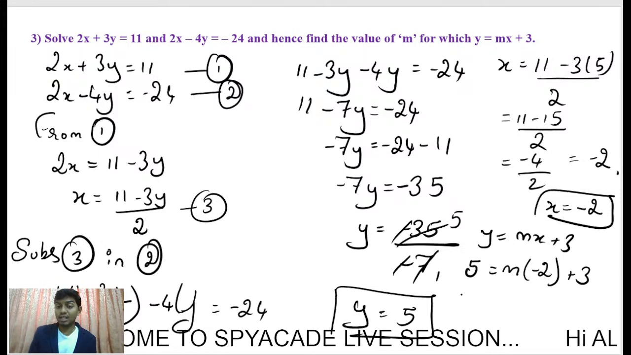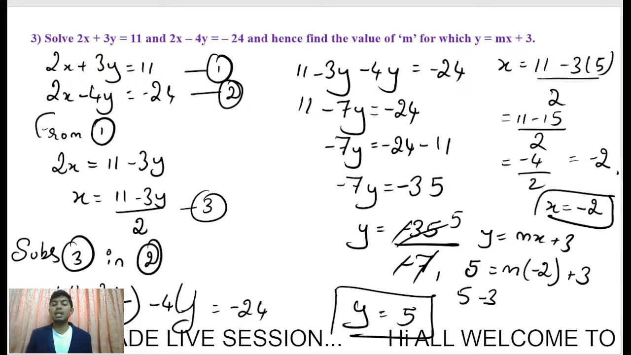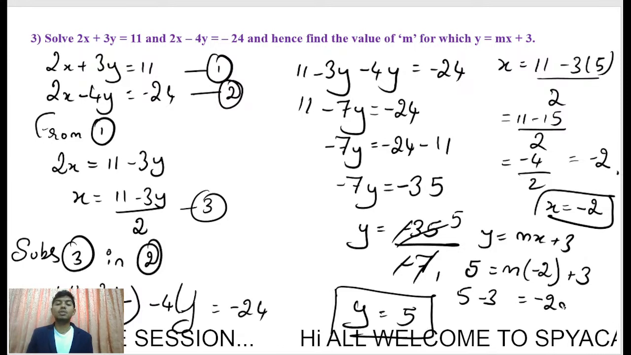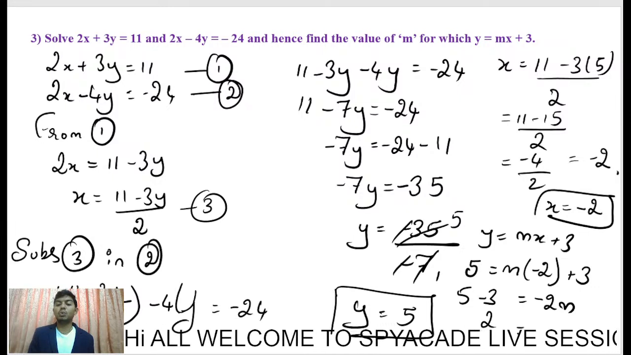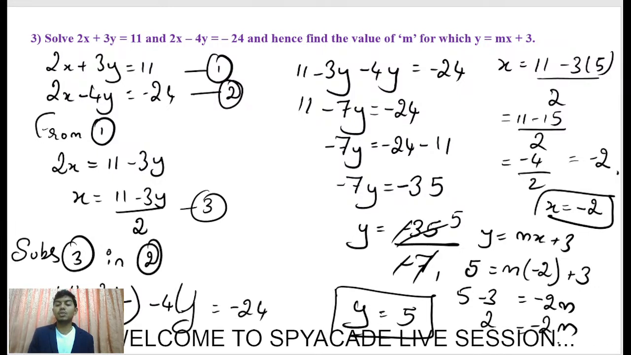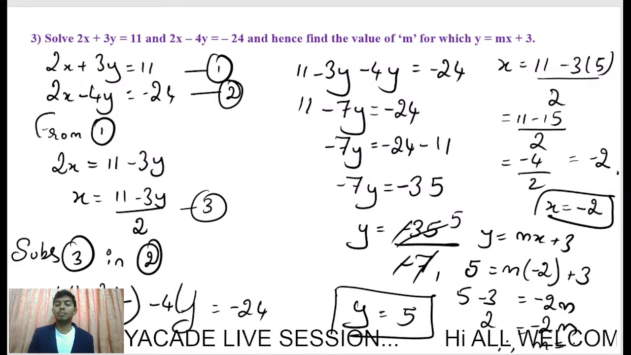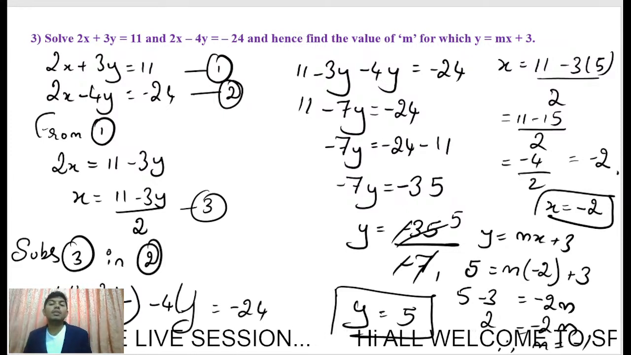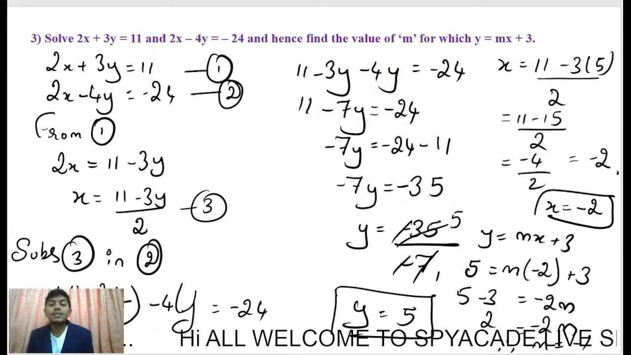Now you just rearrange. Plus 3, if it comes to the other side, it will become minus 3, which is equal to minus 2m. Right. So 5 minus 3 will become 2 is equal to minus 2m. Therefore m is equal to minus 1. That's it. We found the value of m, that is equal to minus 1.